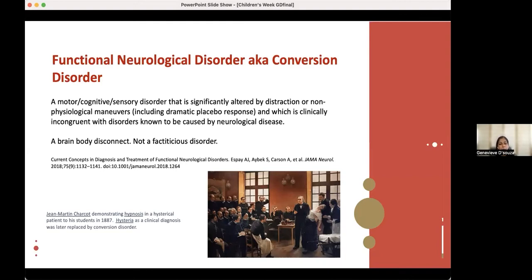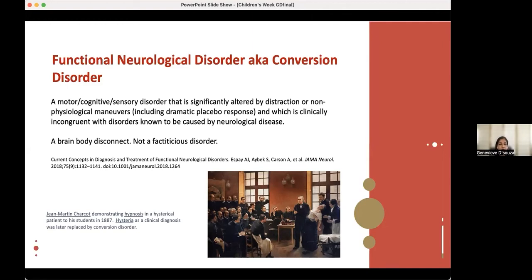They could be psychogenic non-epileptic seizures, abnormal generalized limb shaking, or apparent impaired or loss of consciousness resembling epileptic attacks or fainting, syncope. In the picture shown down there, Jean-Martin Charcot is demonstrating hypnosis in a hysterical patient to his students in 1887. Hysteria as a clinical diagnosis was later replaced by conversion disorder. So this is the first described picture of functional neurologic disorder in the literature. Weakness or paralysis, abnormal movements, anesthesia, and mixed symptoms are all under functional neurologic disorder.